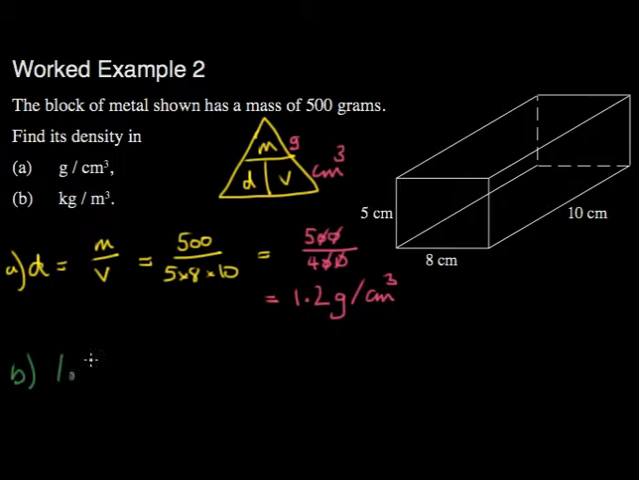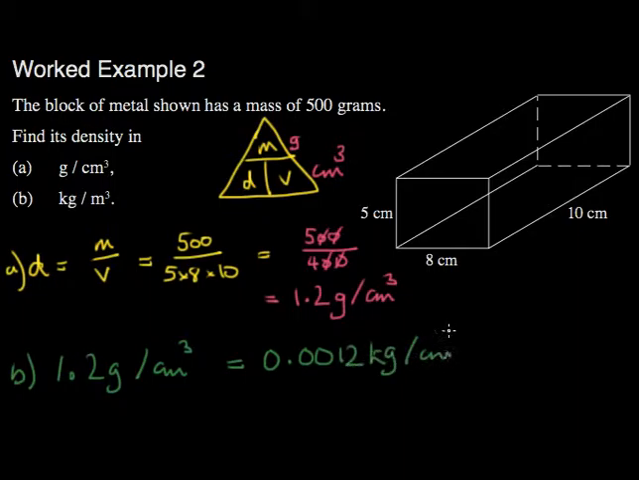So if I had 1.2 grams per centimetre cubed, how could I convert this into, let's do the kilograms first. 1.2 grams is how many kilograms? Well, it's much less than 1. So I have to divide this by 1,000. 0.0012 kilograms per centimetre cubed. And now I can change the centimetre cubed into metres cubed.